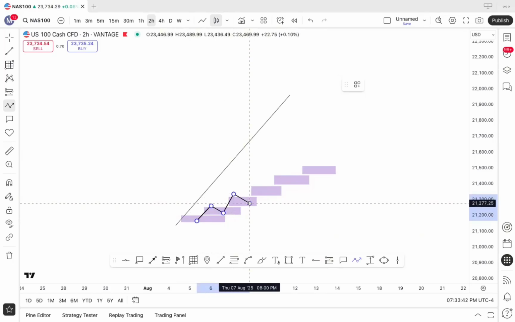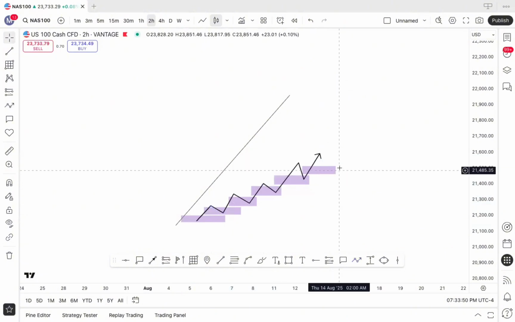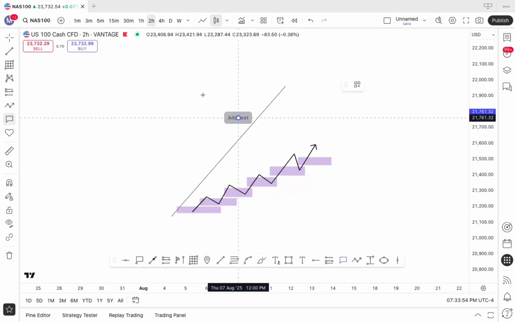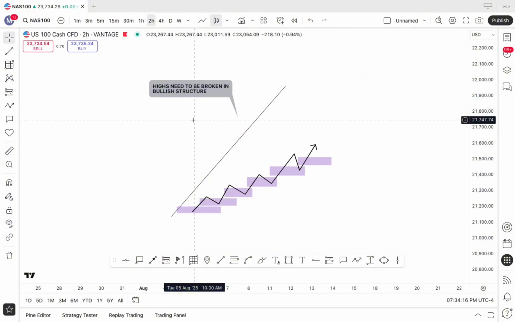And I want to write this down because this is so important. And I feel like when I say this to people, they really sleep on what I'm actually trying to say. So I'm going to write this down. Highs need to be broken in bullish structure. It's a must. If it's not broken, we aren't creating bullish structure.